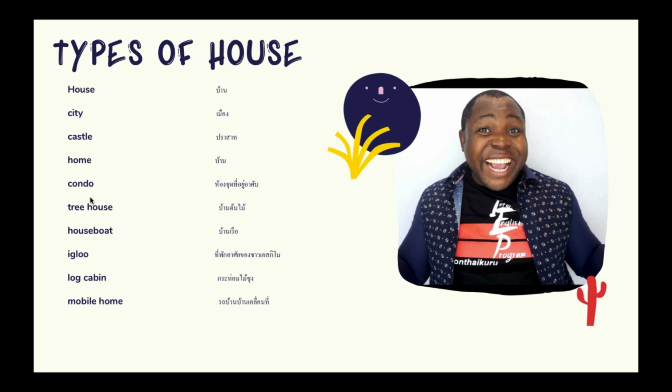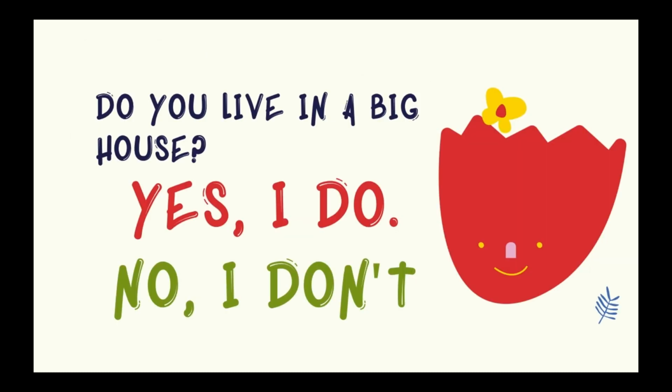Can we read them one more time? 1, 2, 3. House, city, castle, home, condo, treehouse, houseboat, igloo, log cabin, mobile home. That's amazing. That's very good.